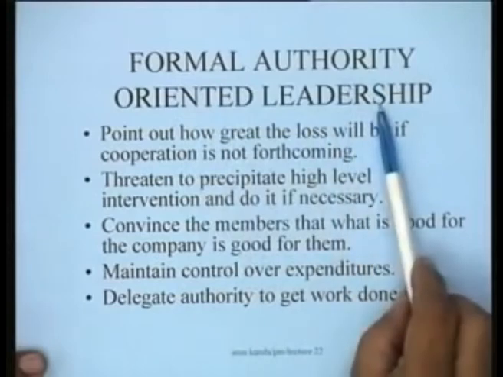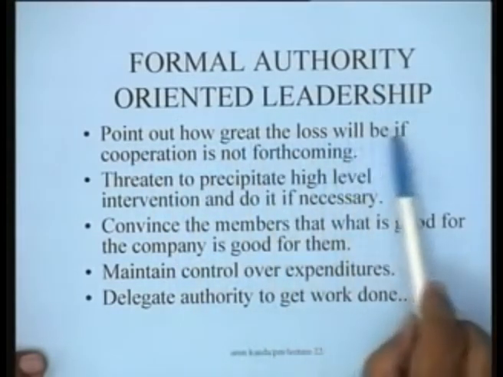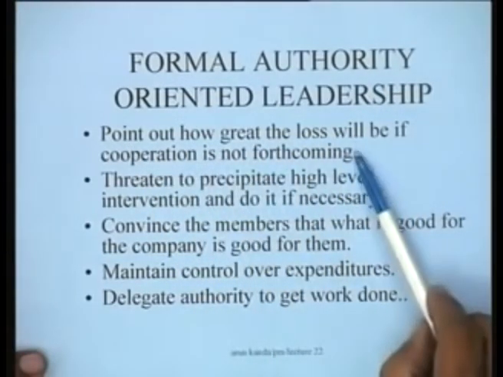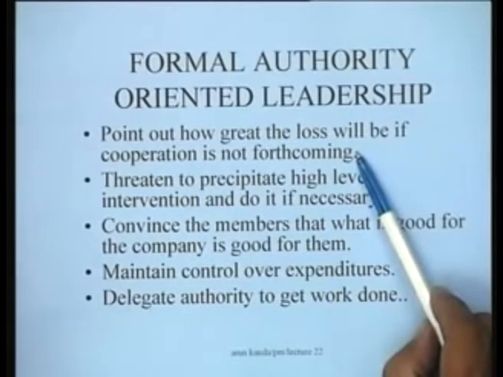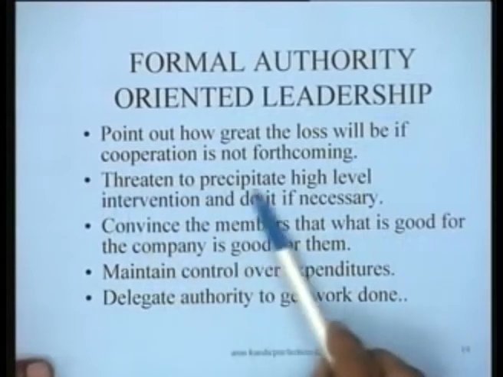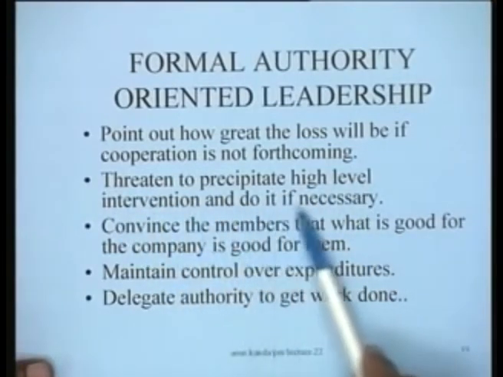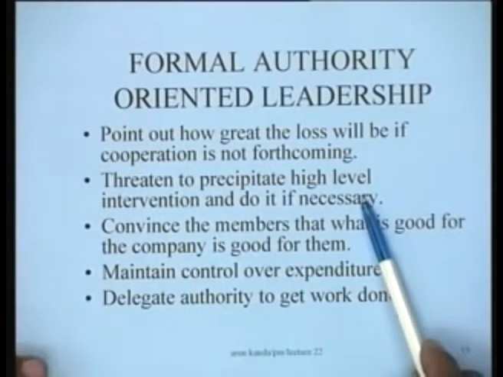The other leadership that you can exercise is through formal authority, that you are the boss. There also you can do a number of things. Formal authority oriented leadership: point out how great the loss will be if the cooperation is not forthcoming. That if this project is not completed, it would mean a loss of so many crores of rupees. Threaten to precipitate high level intervention and do it if necessary. If you are not doing the job, we can throw you out.